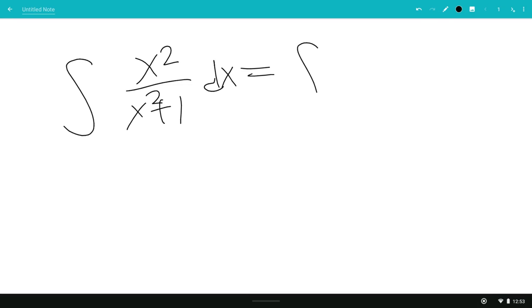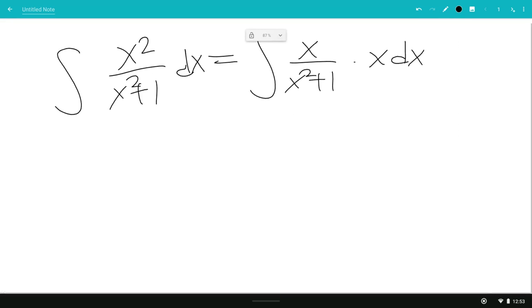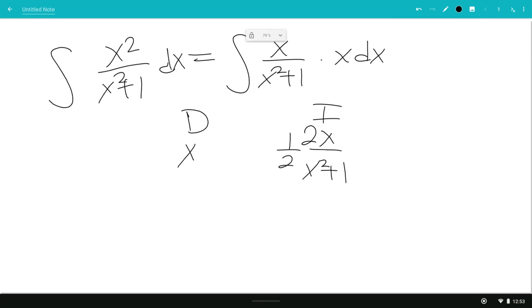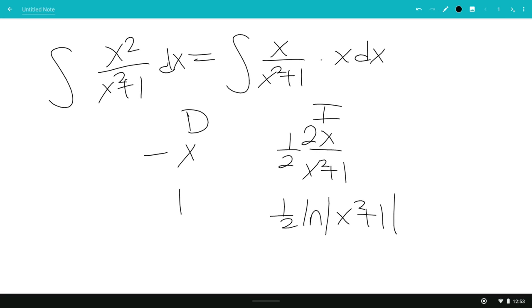Now, if we integrate x squared over x squared plus 1, and this is not a good way to do it, but you can do the integral of x over x squared plus 1 times x dx. We'll use integration by parts or the DI method. We're going to differentiate x, and integrate x over x squared plus 1. We're going to multiply by 2, and we have to divide by 2, so we have 1/2. So the integral of 2x over x squared plus 1 would just be 1/2 ln absolute value of x squared plus 1.